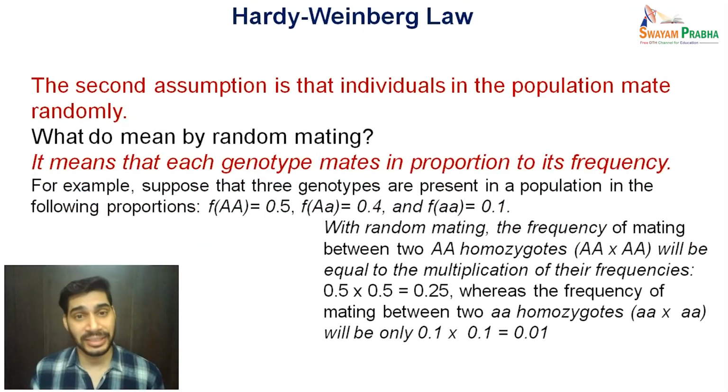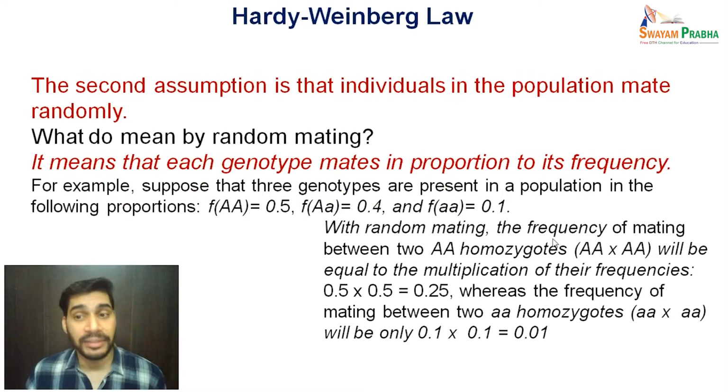The second assumption says that individuals in the population mate randomly. But what do we mean by random mating? It simply means that each genotype mates in proportion to its frequency. For example, suppose there are three genotypes present in a population in the following proportions: the dominant homozygotes have a frequency of 0.5, heterozygotes 0.4, and recessive homozygotes 0.1.